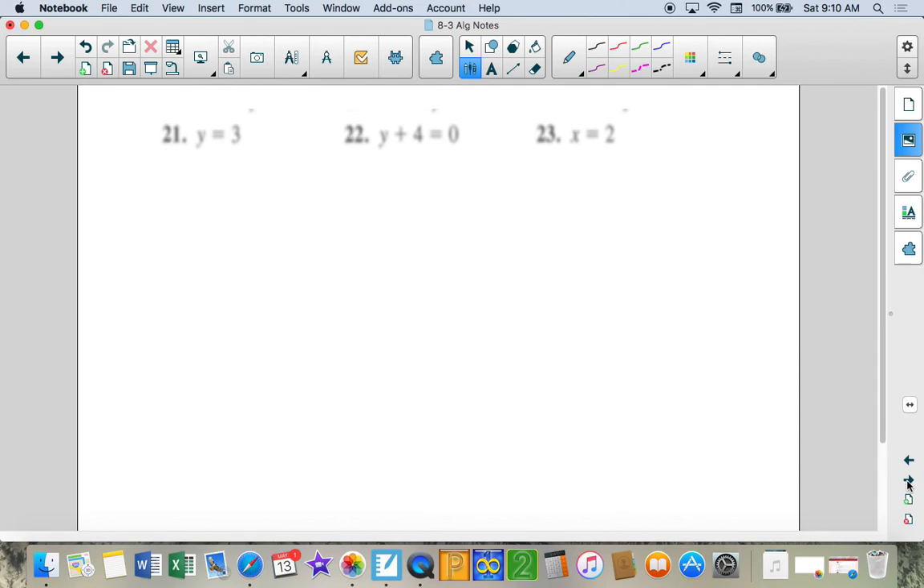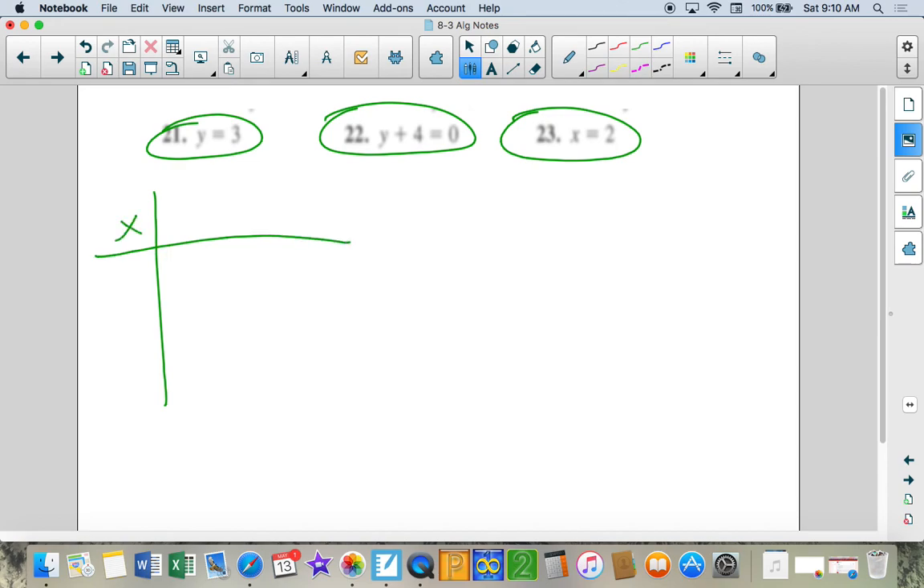And let's do this one, because what's unique about this one and 23? What do we see about that? It only has one variable. This only has one variable. So we have to be careful. We know that it's going to be horizontal or vertical. So this is where it gets fun. I know I said the word fun.